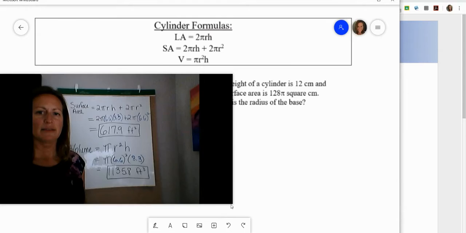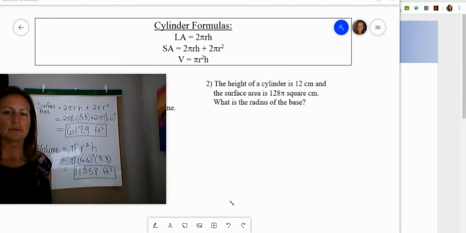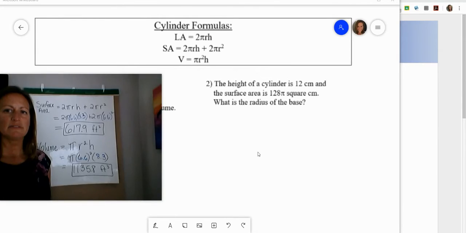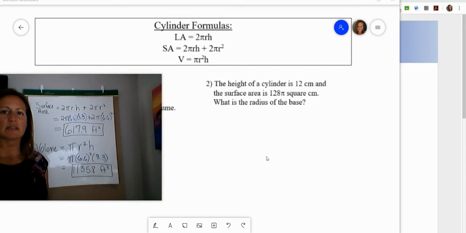All right. The next question we're going to do says the height of a cylinder is 12 centimeters and the surface area is 128 pi square centimeters. What is the radius of the base? So this is kind of asking us a backwards question.